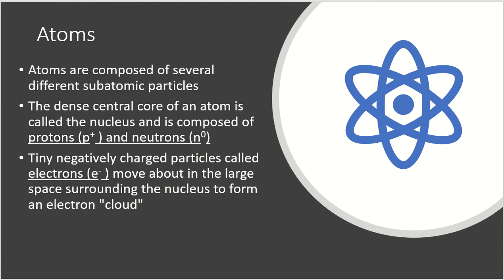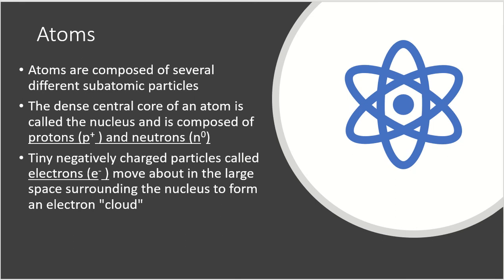So atoms are going to be composed of several different subatomic particles, and we're going to talk about the main subatomic particles. Again, with physics, we've discovered more and more of these subatomic particles, but the main ones you need to be concerned with are protons, neutrons, and electrons. So the dense little core of the atom is going to be called the nucleus, and it's made up of protons and neutrons. Protons are going to have a positive charge, while neutrons, as the name suggests, are going to be neutral. So they're going to have a neutral charge, no positive or negative.